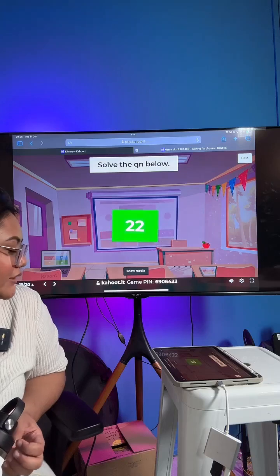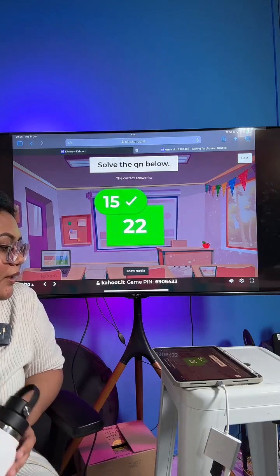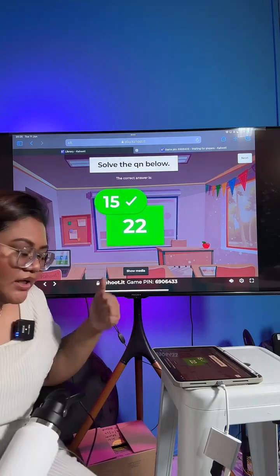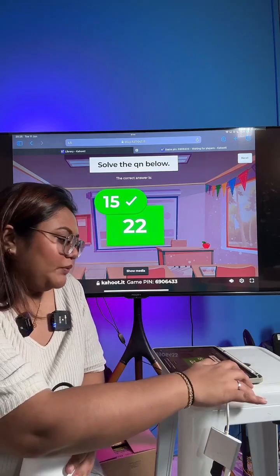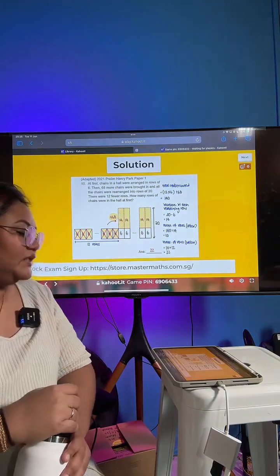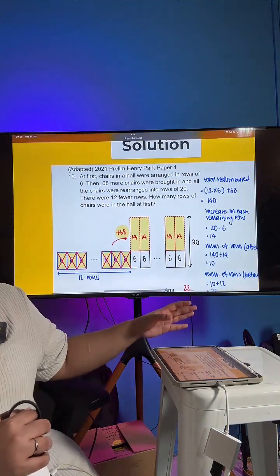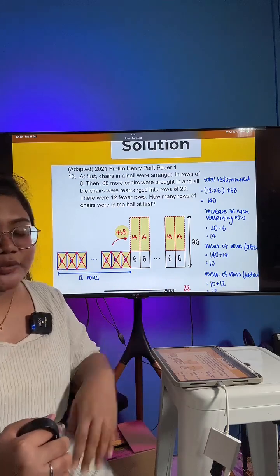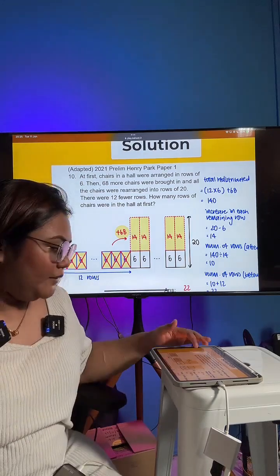Alright, let's take a look. The correct answer is 22. Only 15 of you got this right. This one came out as question 30 if I'm not wrong. The last question of paper 1. Okay, let's take a look at the solution here. I'm going to explain this slowly. If you still don't understand, you can stay behind and I will explain it to you one more time, okay?